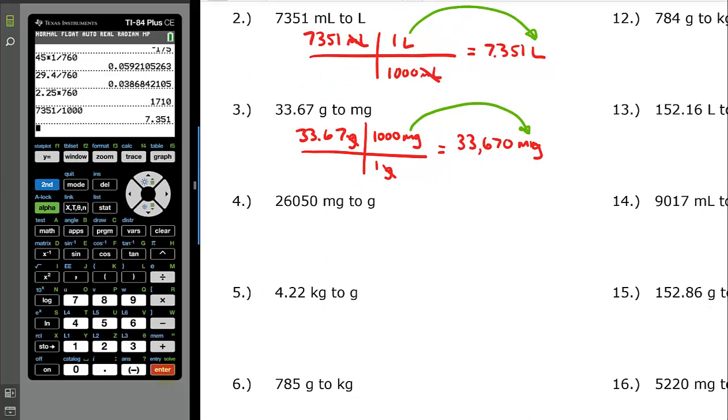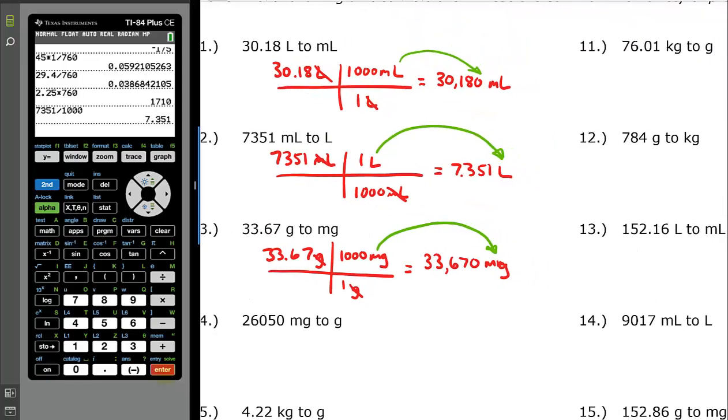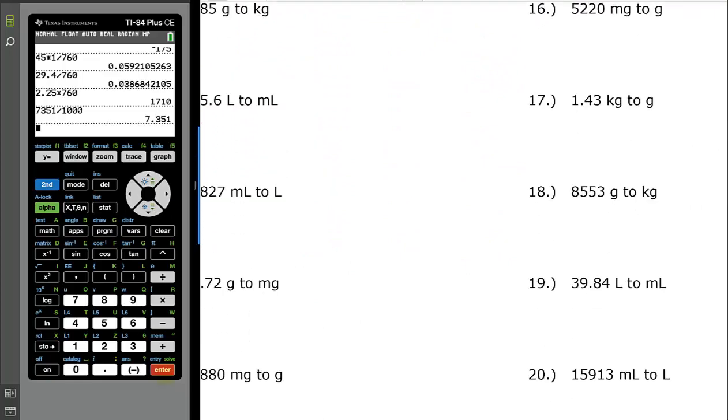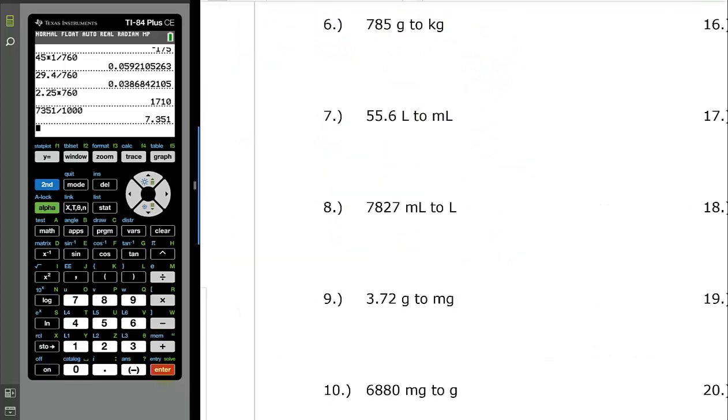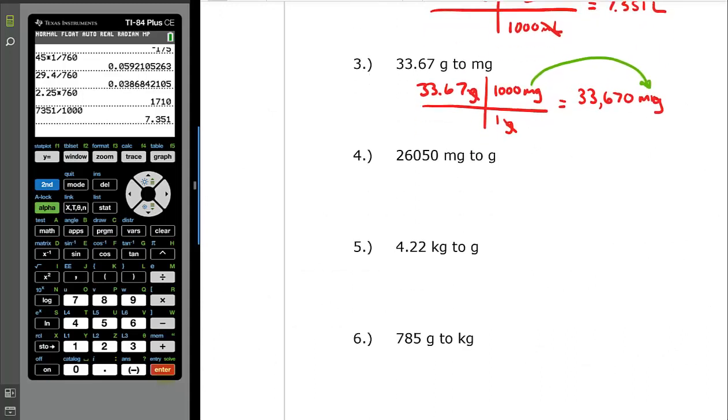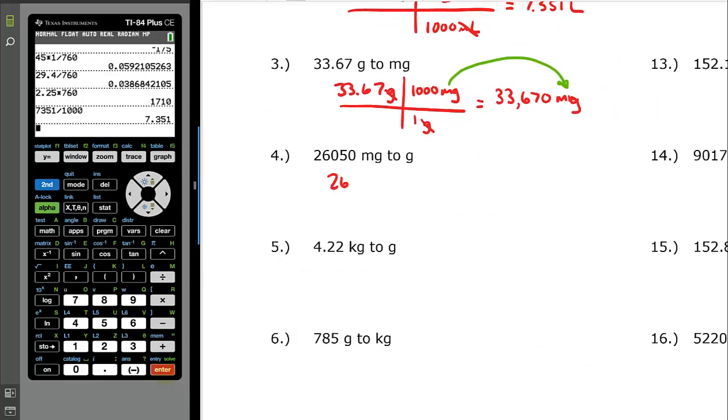Back the other way. I don't know if you need me to show you another one like that or not. Let's see if we can find anything else on here that's weirder than this. I think they're pretty much all going to be in that category. So, we'll do one more just so you have it, and then I'll let you be on this video. 26,050 milligrams. Convert those to grams. We need an equality statement to link them. We know 1 gram is equal to 1,000 milligrams.